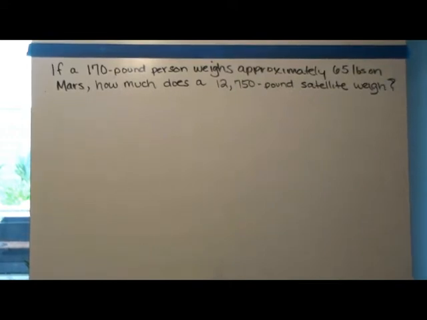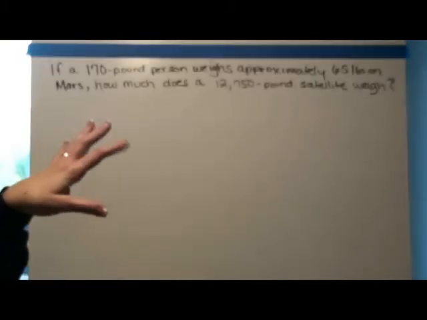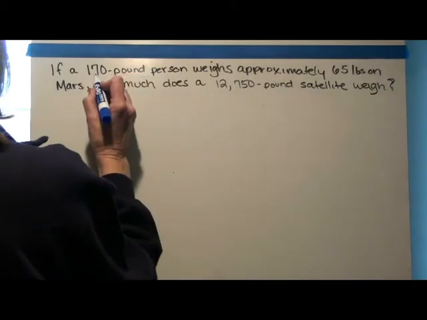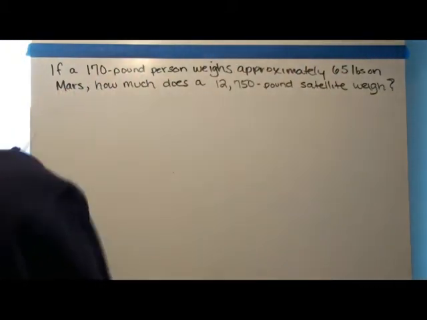Here is example 1 found on your offline activity application using rational equations. This particular example is an example of a simple proportion seen in your level of math. Right here we have a 170-pound person weighing 65 pounds on Mars.